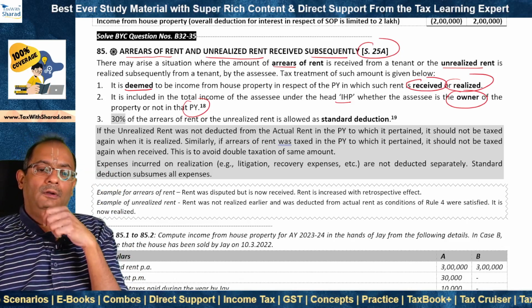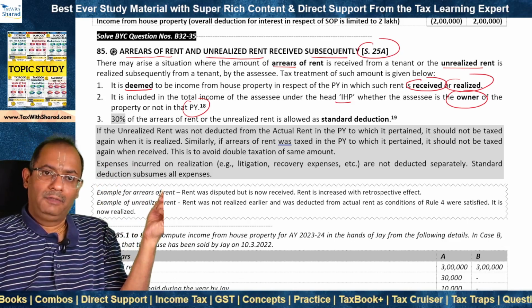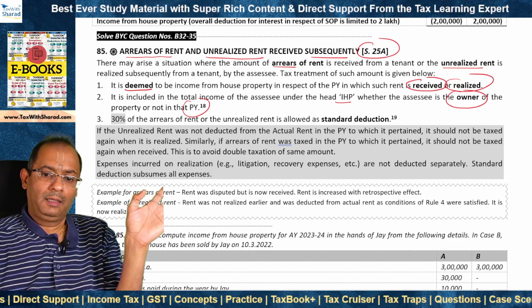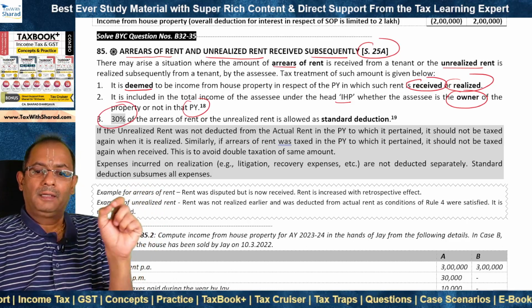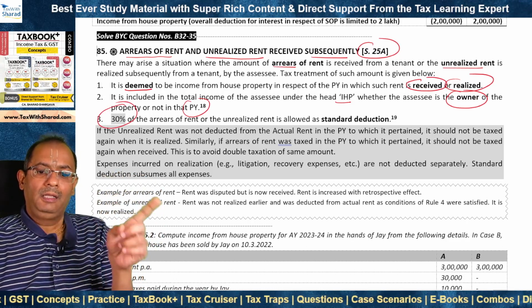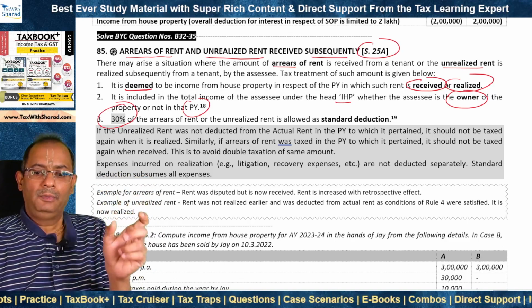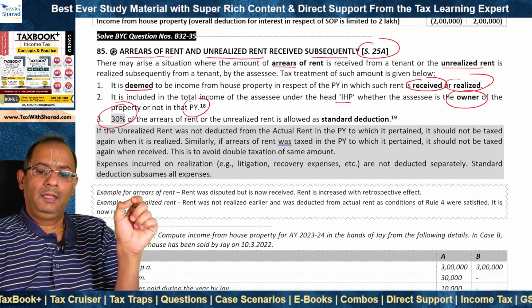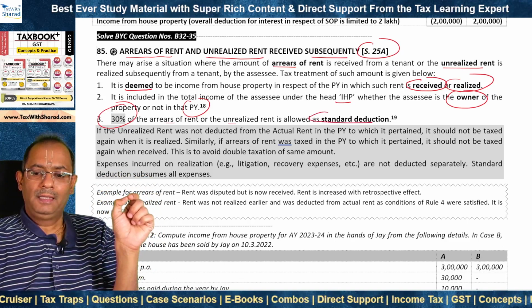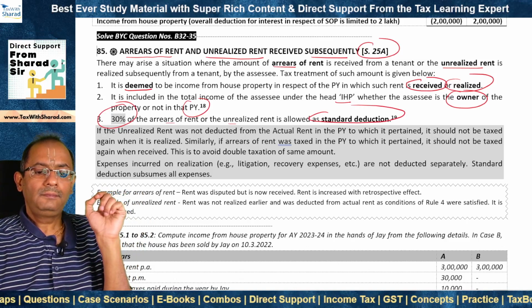But the full amount will not be taxable, just like the standard deduction which is otherwise provided while computing income under this head. Standard deduction from this amount, to the extent of 30% of the amount, will also be allowed. So 30% of the arrears or unrealized rent is allowed as a standard deduction.